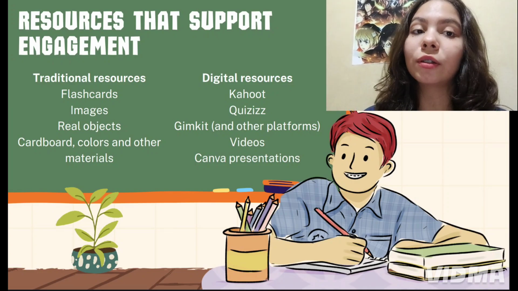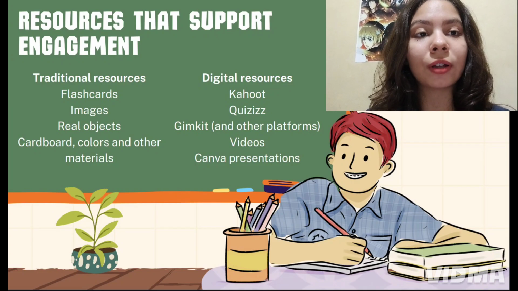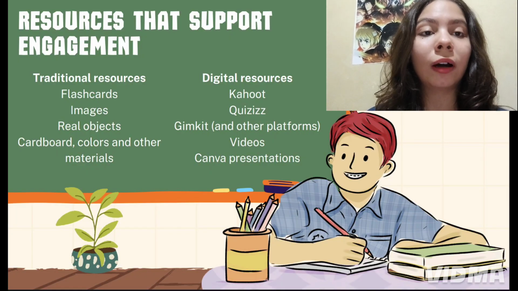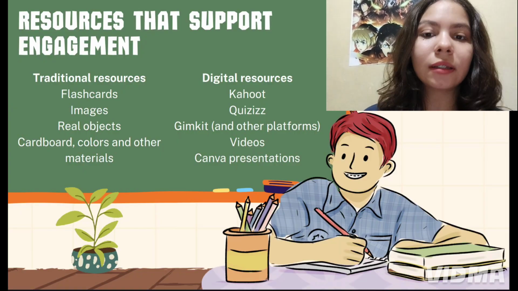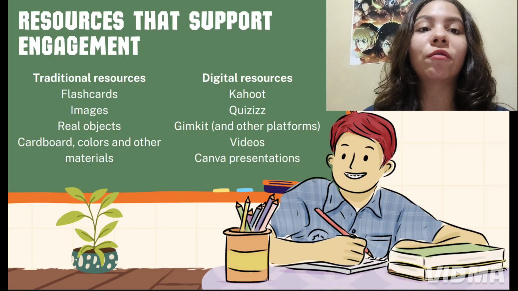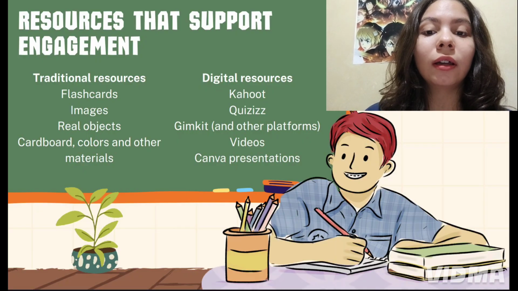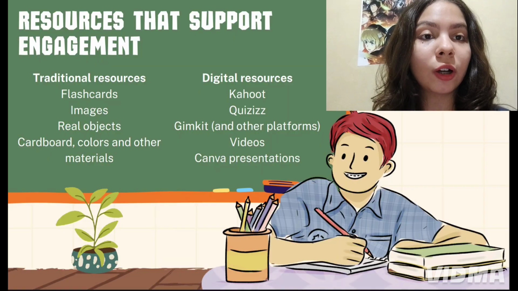Additionally, we have the resources, the useful resources. We have traditional ones and we also have digital ones that have gained a lot of weight and a lot of power nowadays with technology, but they don't take away the importance of traditional resources such as flashcards, images, real objects that we can play with, also cardboard, colors, and other materials that we can use to make creative projects.